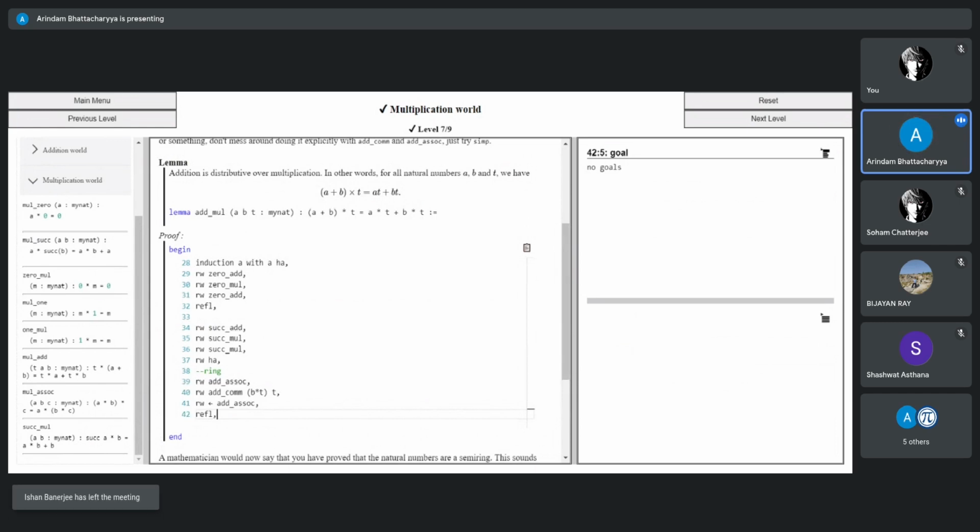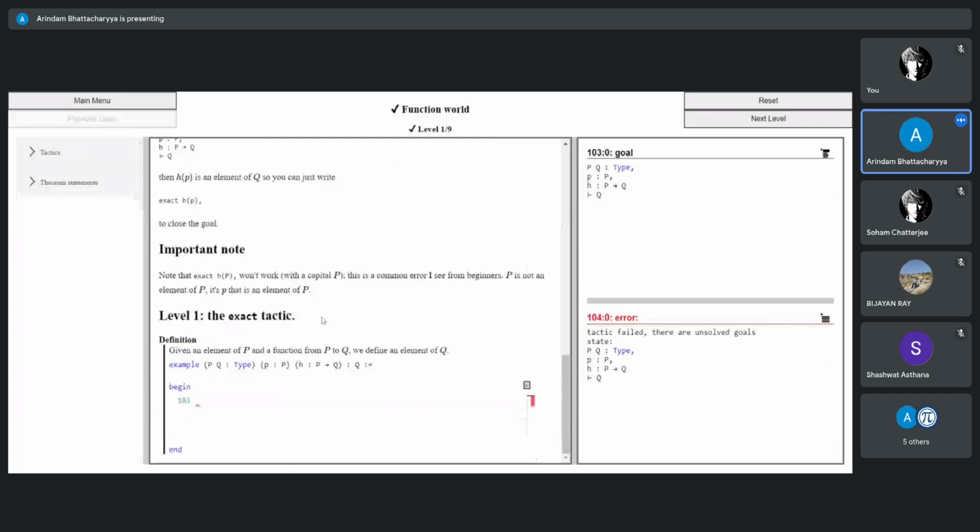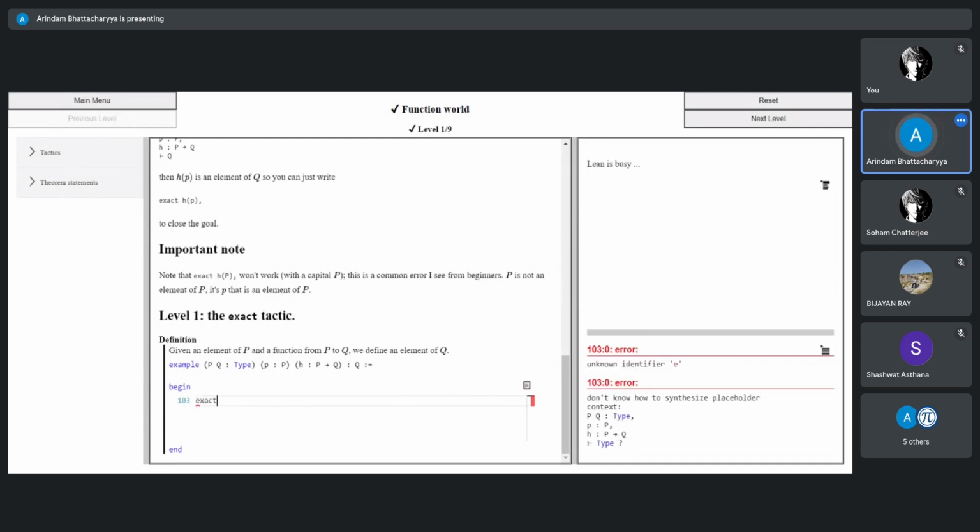I think maybe so. The way to think of this is P and Q are of type Type, and for now we can think of it as saying that P and Q are sets, and small p is an element of capital P. We have a function from P to Q called h, and we have to show that an element of Q exists, right? Of course the element of Q is h of small p, but the way to write it is using exact.